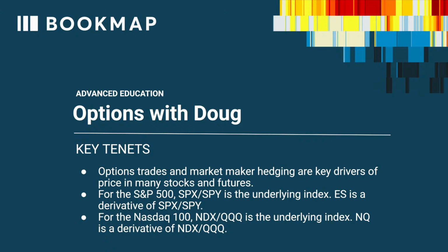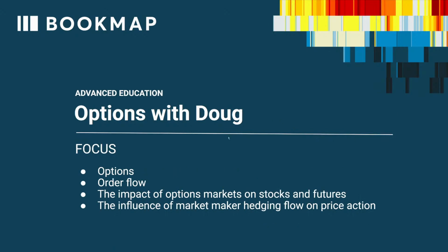And for the NASDAQ 100, NDX is the underlying index, QQQ is the much more liquid ETF version of that index, and the NQ futures contract is a derivative of NDX. And just like the S&P 500, when traders buy and sell puts and calls in NDX and QQQ, market makers take the opposite side of those trades and they hedge their delta exposure with NQ futures.